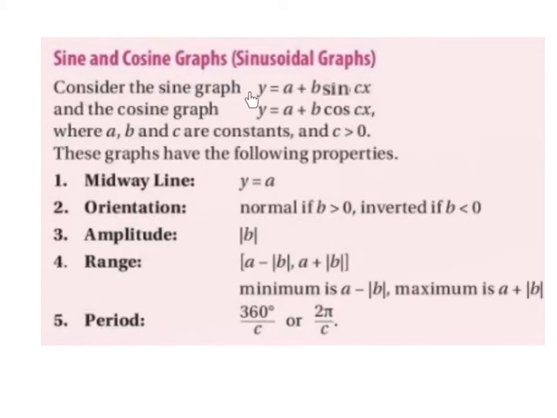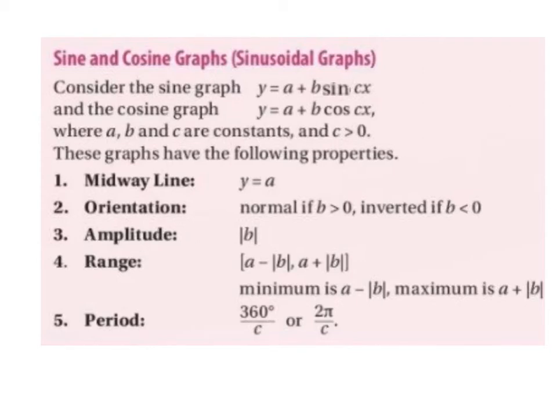So consider the sine graph y equals a plus b sine of cx, and the cosine graph y equals a plus b cos of cx, where a, b, and c are constants and c is greater than 0. These graphs have the following properties. The midway line is going to be y equals a. Whatever that a value is, the midway line will be y equals a. The orientation will be normal if b is greater than 0. So if the b that's stuck on in front of the sine or the cos is greater than 0, it's normal. It's inverted if it's less than 0.